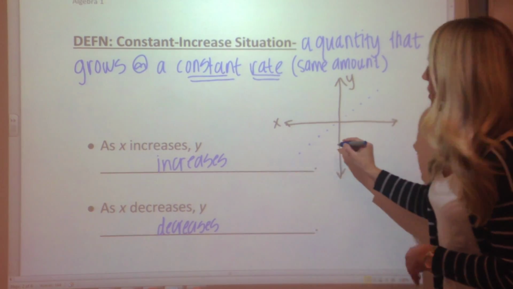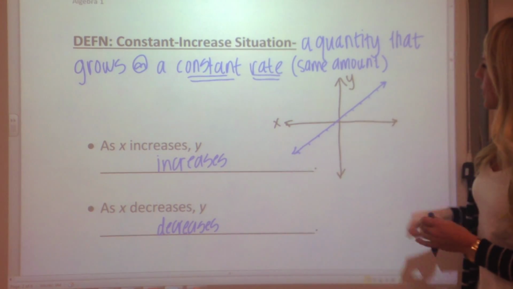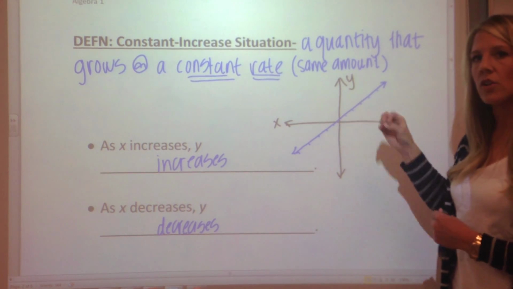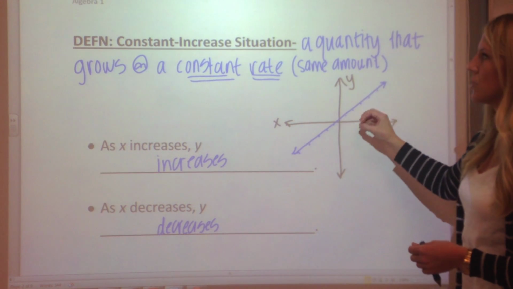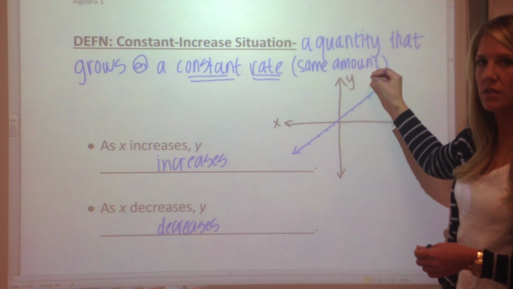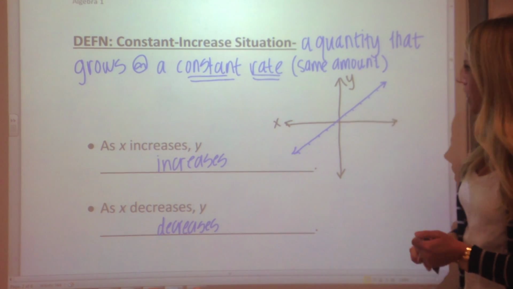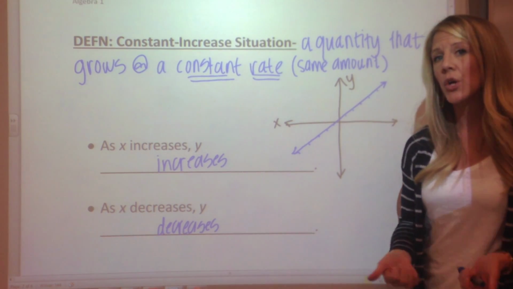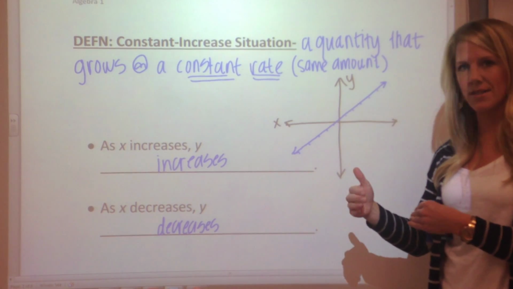Now when I connect these points, I'm going to have what looks similar to a line, but notice as x gets bigger, y gets bigger. So whatever x is doing, y is doing. They're moving in the same direction. X gets more positive, y is getting more positive. It is growing at a constant rate every single time. Also notice we're going uphill from left to right. Keep that in mind as we go. And maybe some of you are thinking, hey, that looks like a positive slope. You're right. A constant increase will result in a positive slope.